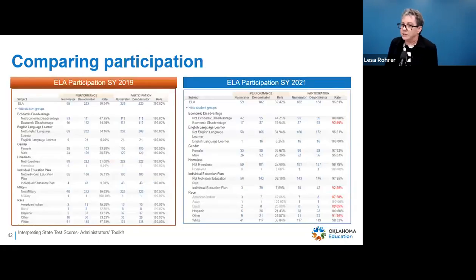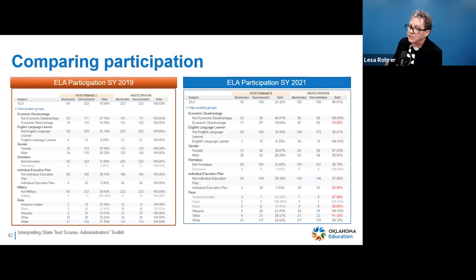And this is what that looks like, comparing participation by student group. Notice again, that denominator is always going to be the number of students that were enrolled at the time of testing and expected to test. So that is my number of students enrolled. Look at how those things have changed between 2019 and 2021, and think about what impact that has.